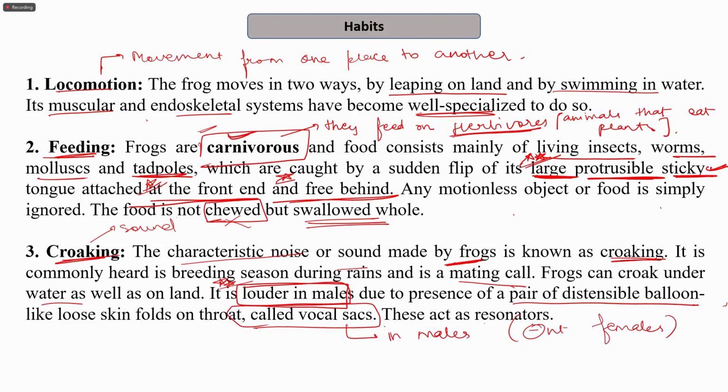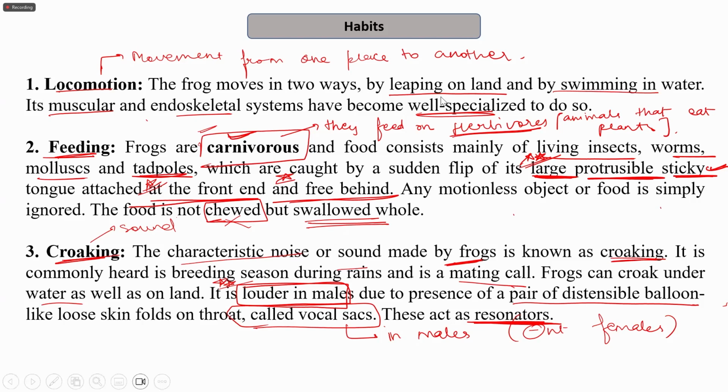And they act as resonators, therefore producing the larger or louder sound. Croaking is the particular characteristic noise or sound made by frogs, especially during the breeding season. It is also called the mating call, where the frogs call the opposite sex by making this sound. And a frog can make this sound on water, underwater, as well as on land.